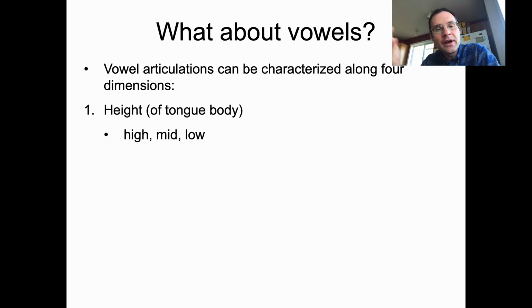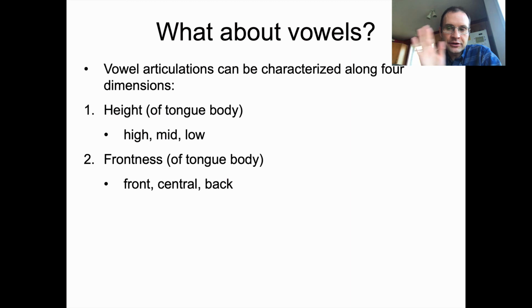So we can talk about the height of the tongue as you're producing different vowels in terms of either high, mid, or low. And then you can also talk about where, in terms of the front-backness of your vocal tract, your tongue body is as you produce that vowel. So if your tongue is in the front of your mouth as you produce it, it's a front vowel.